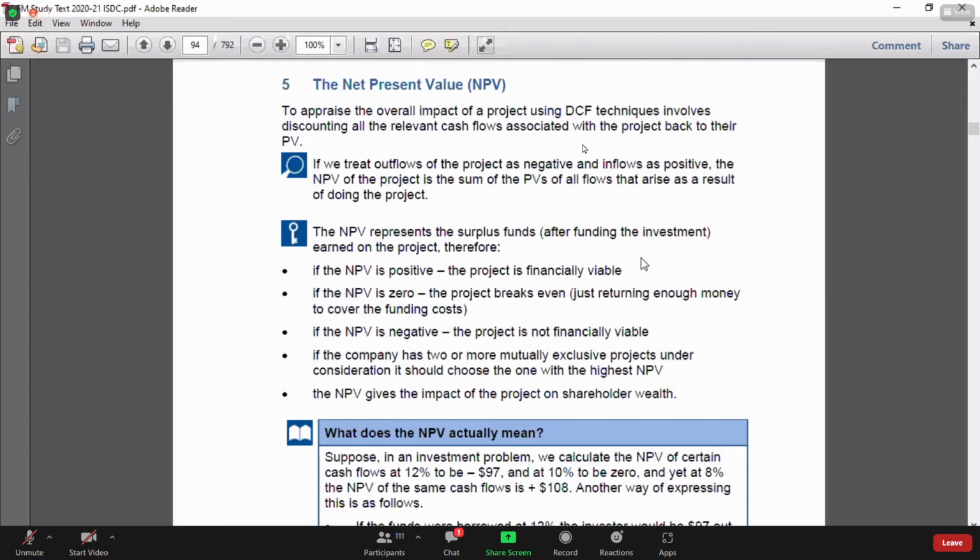And if the NPV is negative, the project is not financially viable. So upfront we can reject all those projects. Suppose let me give an example.